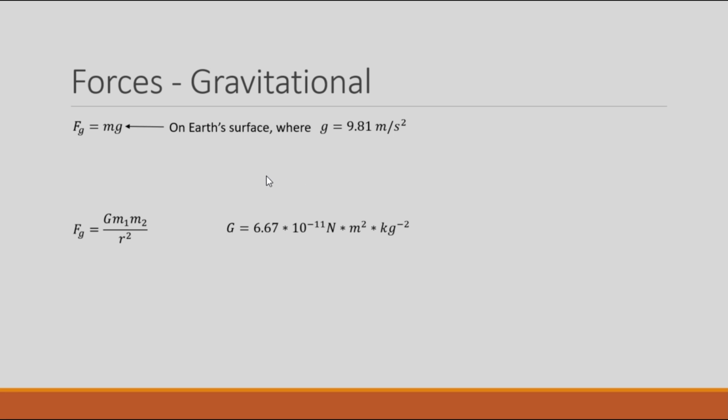But if you're not on Earth's surface, you might need to use the other formula down at the bottom. This is the gravity constant, the big G, times the first mass times the second mass divided by the radius squared, or the distance between them squared. For most problems in this unit, we'll probably be using the formula for the gravity on Earth, but in future units we'll have to use this other formula because we'll be calculating the forces of gravity on different planets.